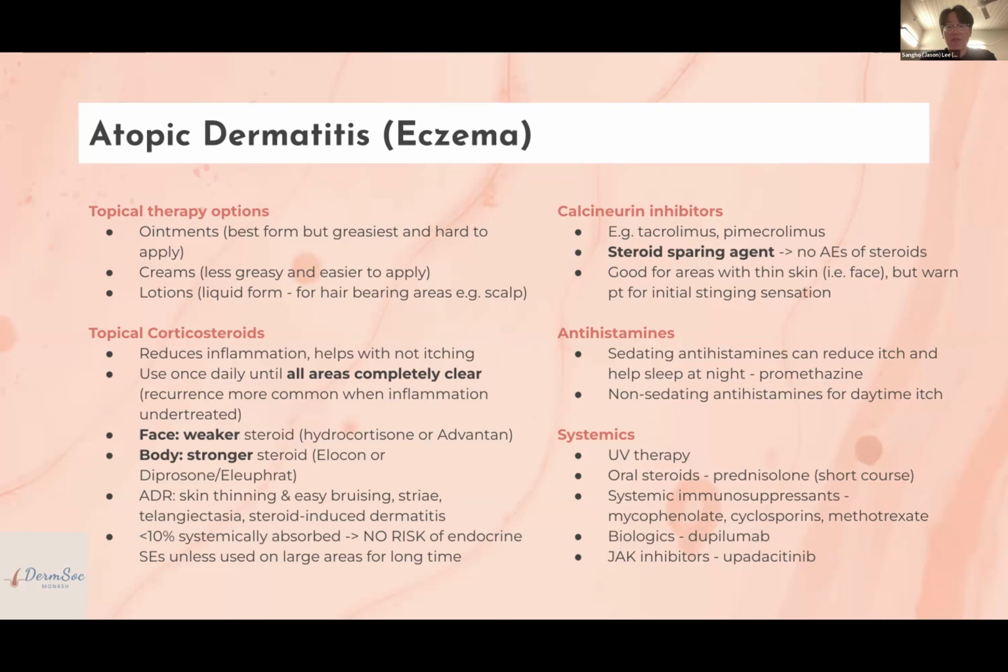And then for the face, where we don't want to use them for a long duration, we can use steroid-sparing agents, so calcineurin inhibitors like tacrolimus or pimecrolimus. There can be a bit of stinging at the start, so we just warn patients about that. Antihistamines help with the itch. And if the topical therapy doesn't work, then we can move on to systemic therapies: light therapies, short course prednisolone, systemic immunosuppressants like cyclosporin or methotrexate, and then there are newer agents like dupilumab or JAK inhibitors, which are quite good as well.